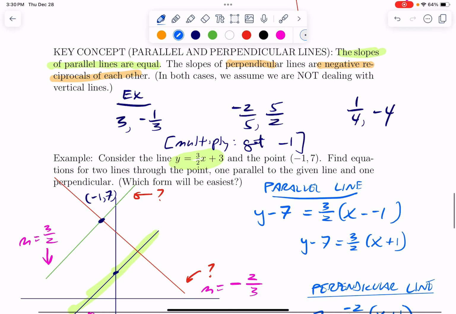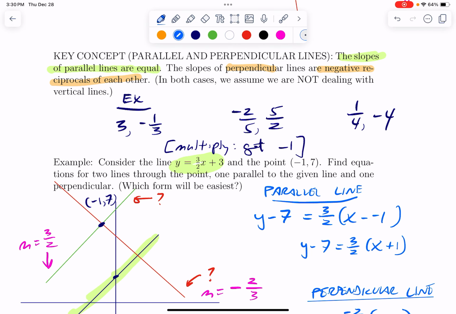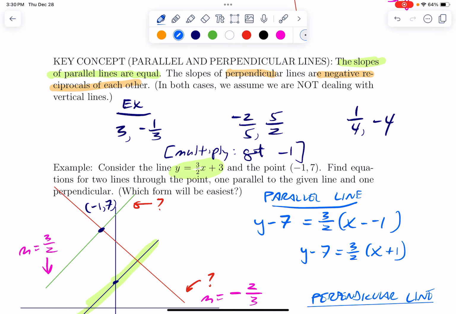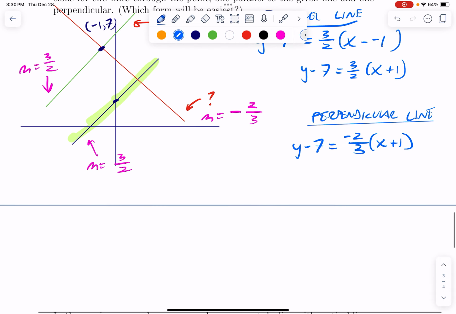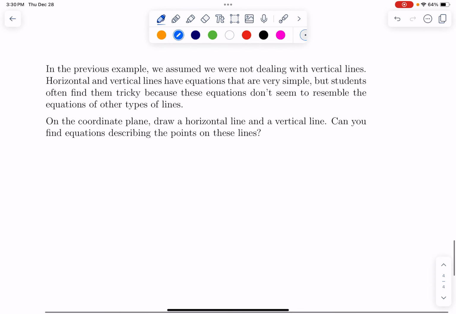Now, one thing that I kind of skipped over here is these rules about parallel and perpendicular lines don't apply if we're dealing with vertical lines. A vertical line doesn't have a slope. If you try to calculate the slope, you get an impossible calculation. But we can still talk about vertical lines. They exist and they have equations.